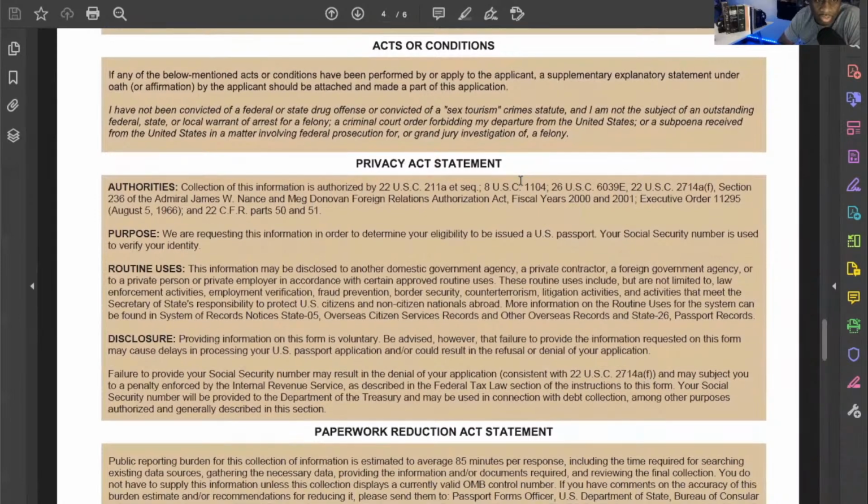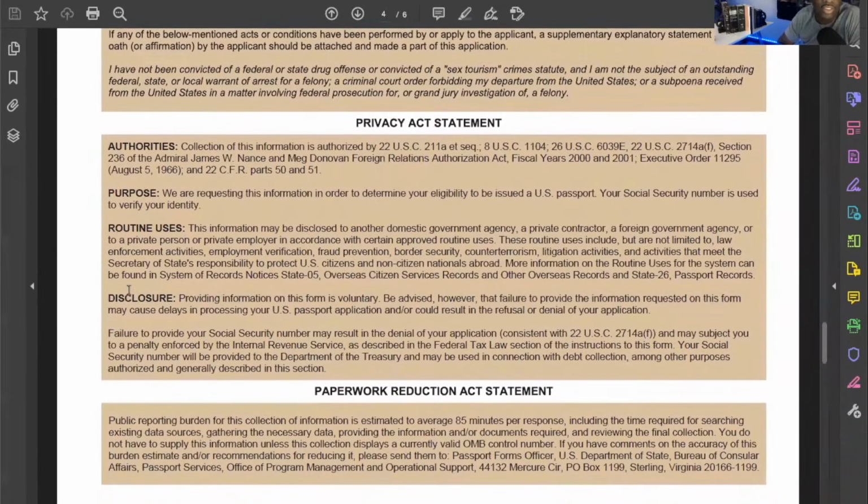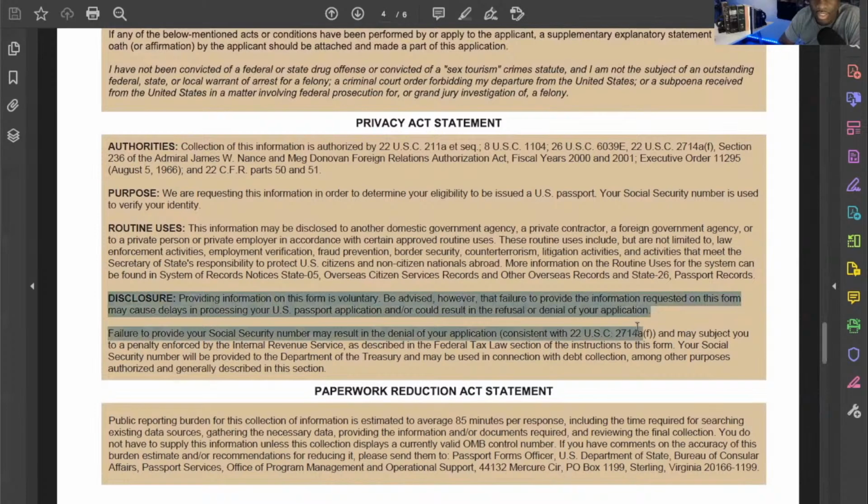Privacy. Right here, it says disclosure. They're giving you disclosure here. They're saying here, right here, providing information on this form is voluntary. Be advised, however, that failure to provide the information requested on this form may cause delays in processing your U.S. application and/or could result in refusal or denial of your application. So they're saying you don't have to put information on here. So you don't have to put the social, basically, because it's voluntary, right?